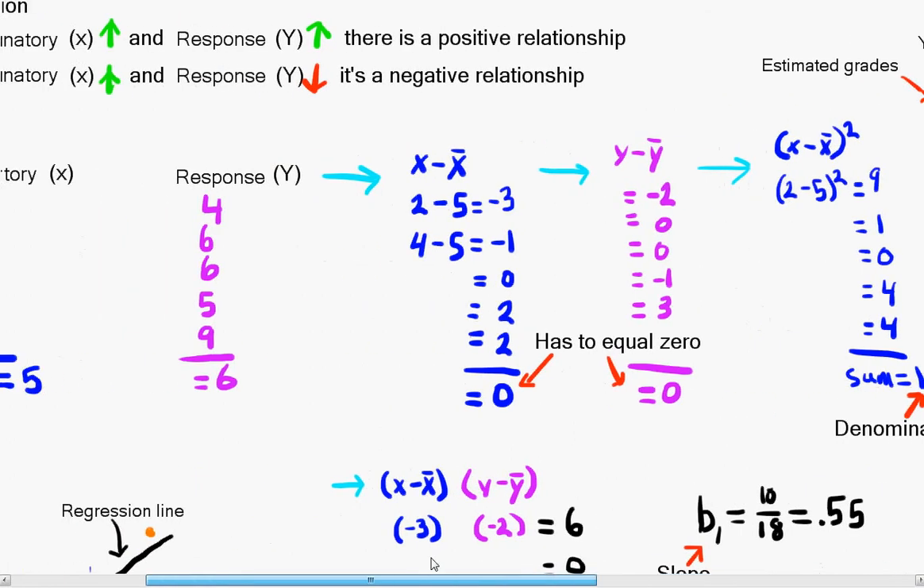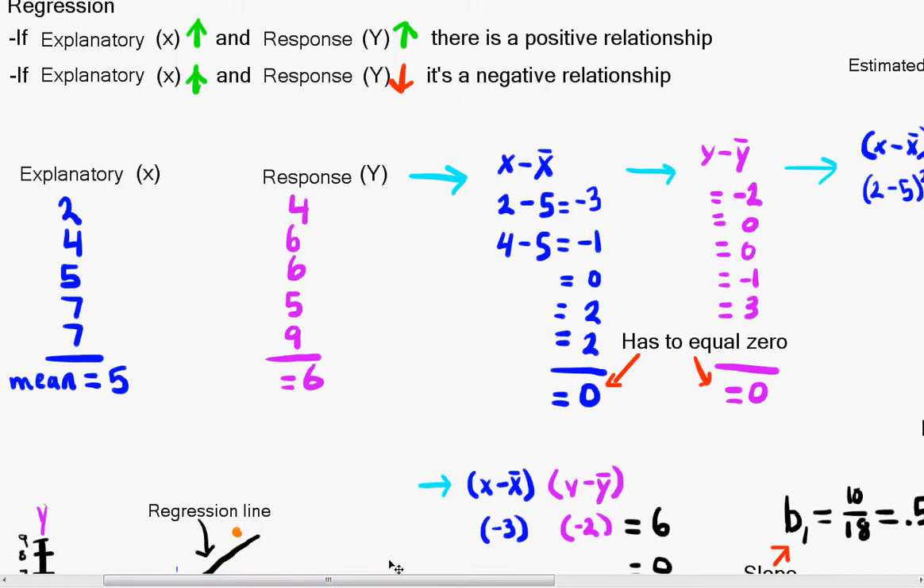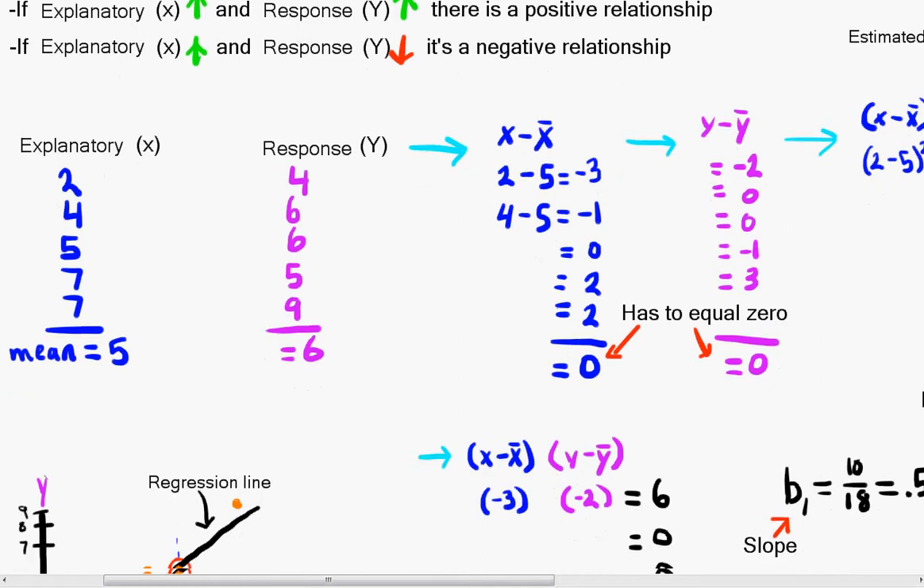Okay, so let's talk about the positive and negative relationship. If the explanatory variable x is increasing and the response variable y is also increasing, there is a positive relationship. And if the explanatory variable x is increasing while the response variable y is decreasing, it is a negative relationship. And I'll give you examples of this really quick.